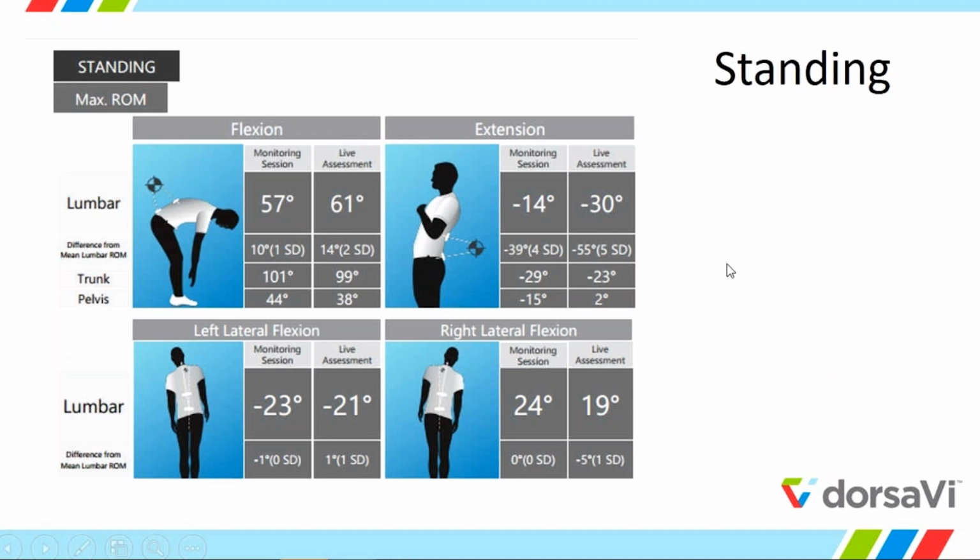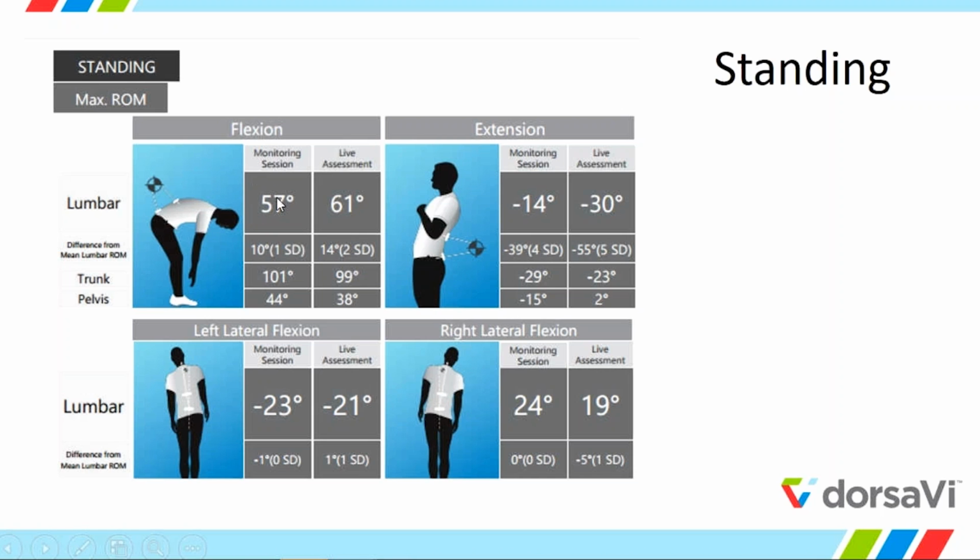Okay, so standing in the monitoring session. This is where you sent them off. It was 2.6 hours they monitored this person. Let's go through this and piece it out. This is max range of motion. During that monitoring session, in flexion, it shows you how far they flexed compared to their live assessment. Obviously you have to do a live assessment before you do a monitoring session to gather the baseline data. In their live assessment, when they did flexion, they flexed to 61 degrees. During that monitoring session, their max degree of flexion was 57. So they almost went to their max flexion just during their activities during that session.